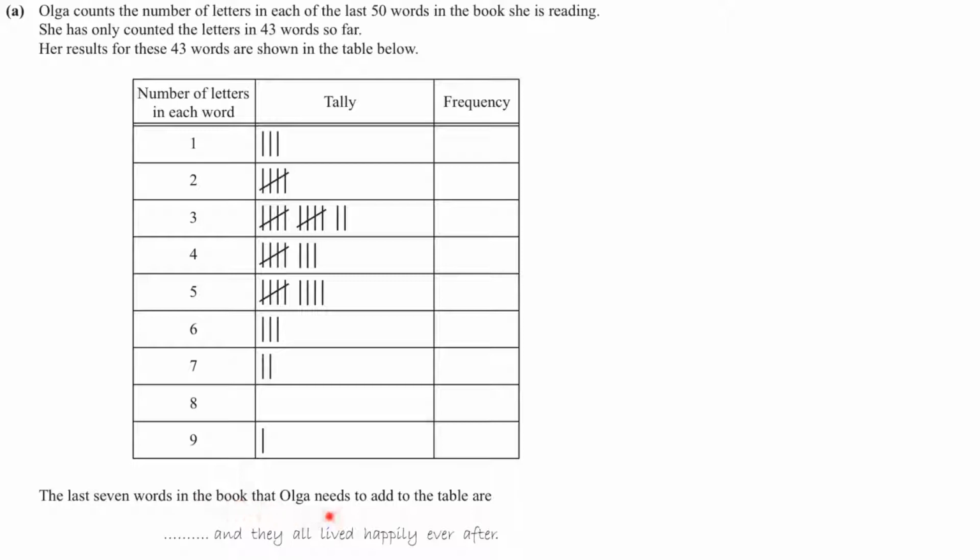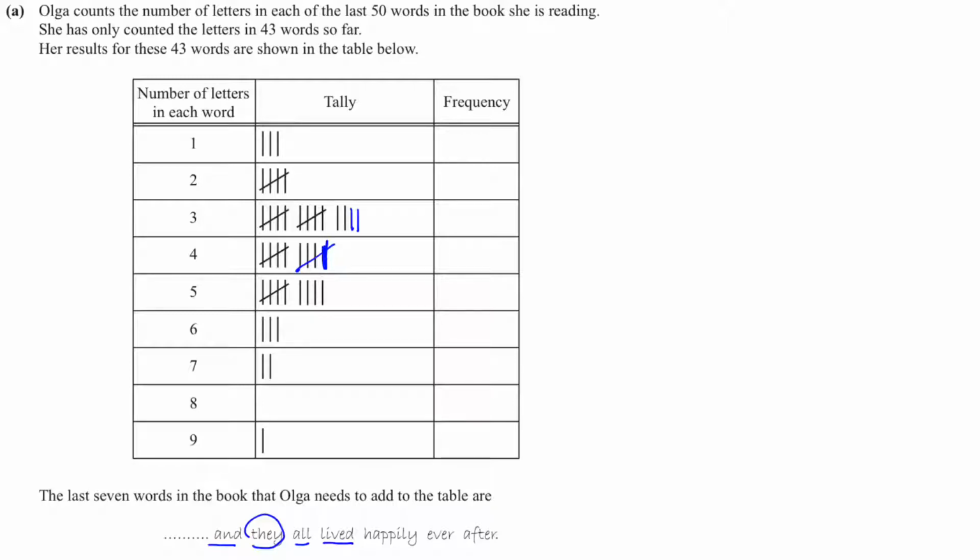The last 7 words in the book that Olga needs to add to the table are: and they all lived happily ever after. So we have to first add this. "And" is a 3-letter word, and "all". So we will add 2 here. 4 is "they" and "ever". So 2 more here. There's a 4 here, and the 5th one we have to make a cross line. "Lived" is 5 and "after" is also 5.